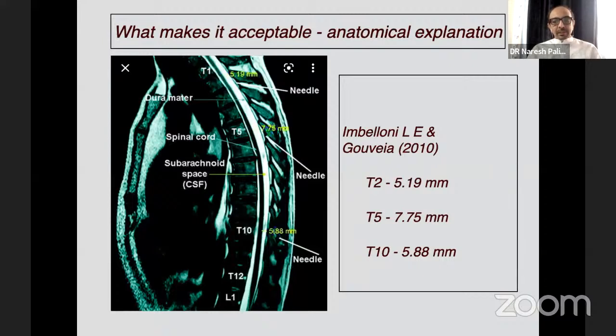Imbelloni and Gouveia did a study on the low incidence of neurological complications after accidental dural puncture in thoracic epidurals, and they provided an anatomical explanation for this. They measured the exact distance at various sites. At T2, they found the distance to be 5.19 millimeters. At T5, it was 7.75 millimeters, and at T10, it was 5.88 millimeters.